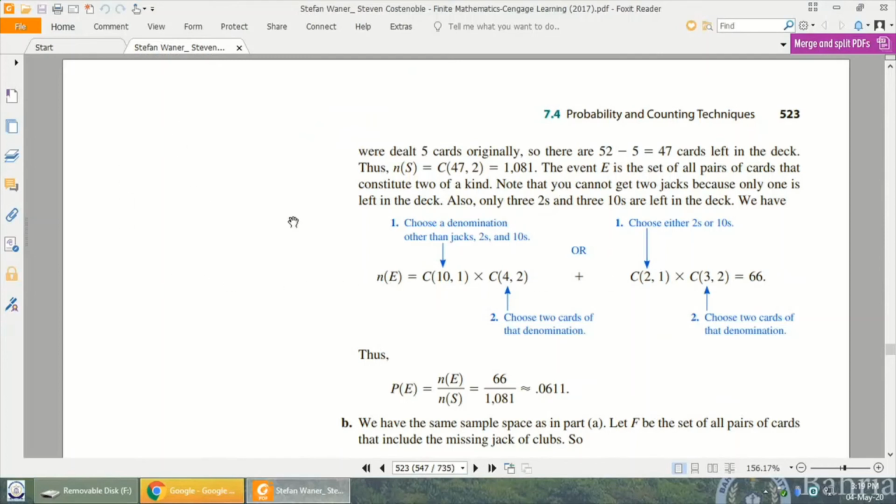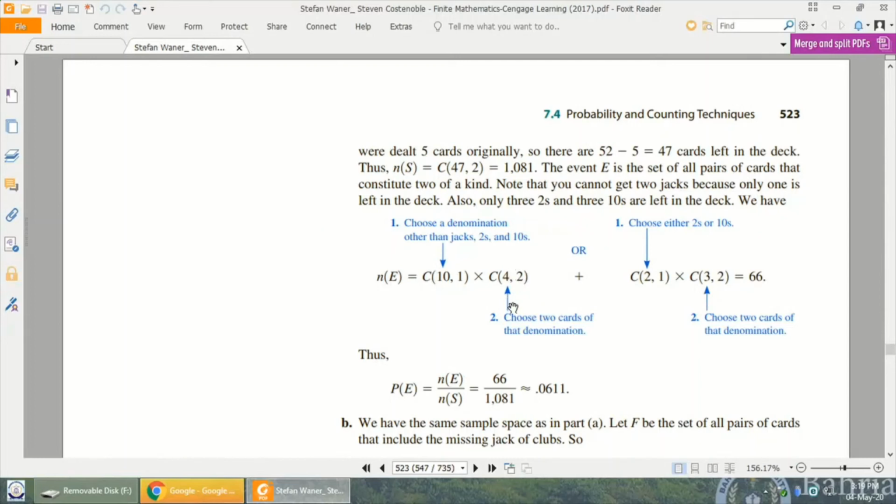Now how come 66? So since we have an OR here, we have a union, so you add them. So now it's 10C1 into 4C2. So that would be 4 into 3 by 2. So that would be 6 basically.